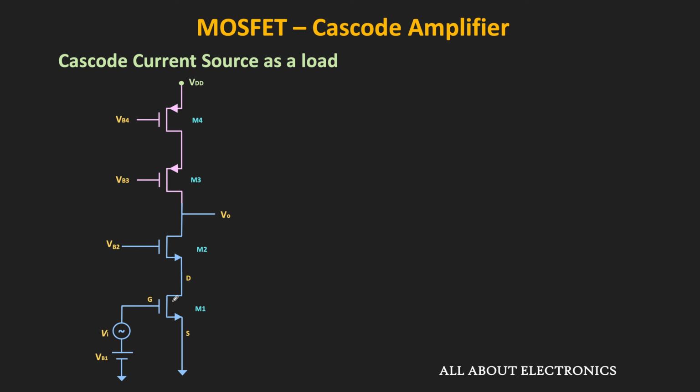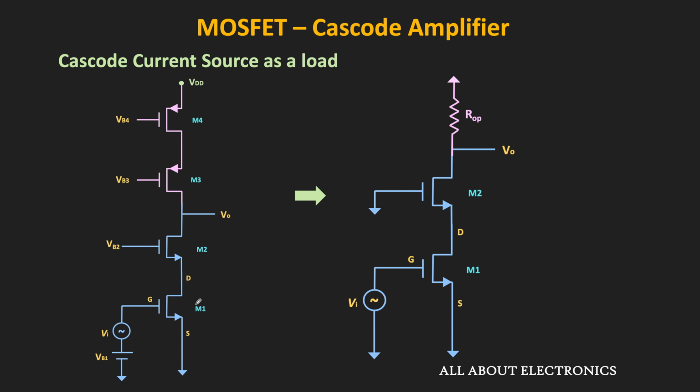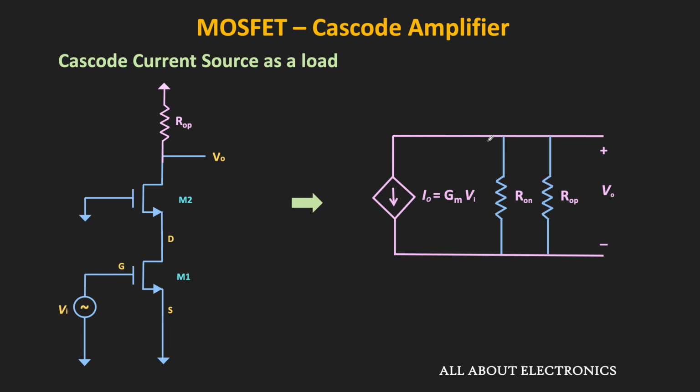So now let us connect this cascode current source as a load to this cascode amplifier. Here VB4, VB3 and VB2 are the biasing voltages. The input is applied at this amplifier transistor M1, and of course some DC biasing voltage VB1 will also be applied at M1. Now for the AC analysis, all these DC biasing voltages will act as 0, and we can replace this cascode current source by its equivalent output resistance, ROP. With that, if we see the output equivalent circuit of this cascode amplifier, it will look like this.